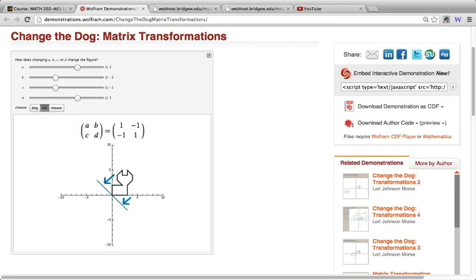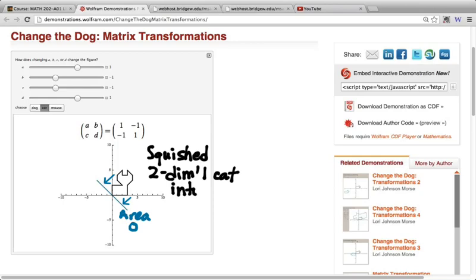1 or 0? I would say 0. Why am I saying that this has an area of 0? No shape. It's got no shape. I mean, it's got no two-dimensional reality to it anymore, right? This transformation has somehow squished a two-dimensional object down into a one-dimensional object. So it squished my two-dimensional cat into a one-dimensional line.